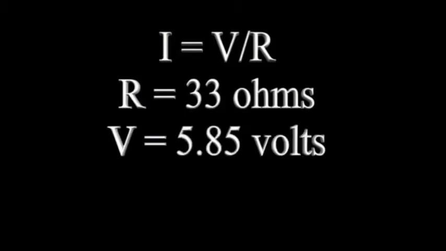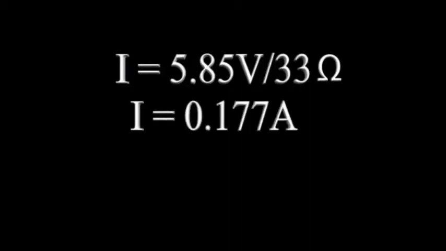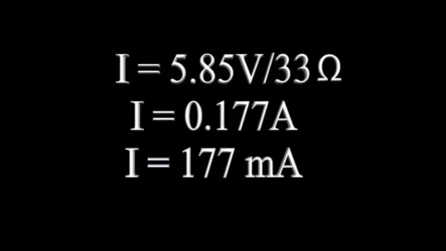Substituting, our formula becomes I equals 5.85 volts divided by 33 ohms. Doing the division, we determine that I equals 0.177 amperes. Small currents like this are usually expressed as milliamperes, 1/1000th of an amp. In this case, we have 177 milliamps. Ohm's law predicts that 177 milliamps of current will flow in this circuit.